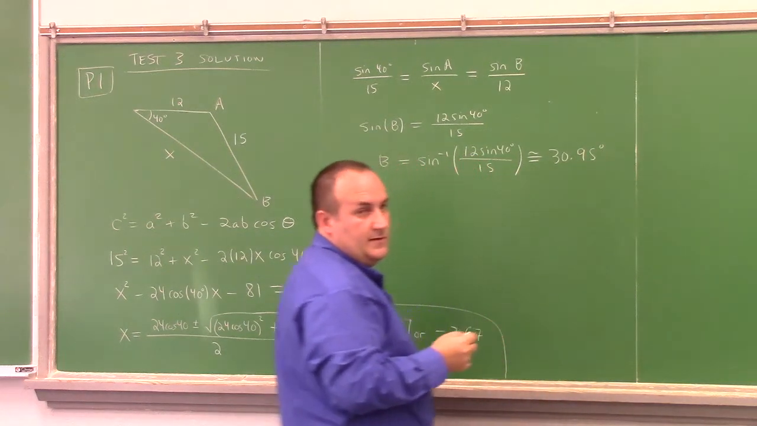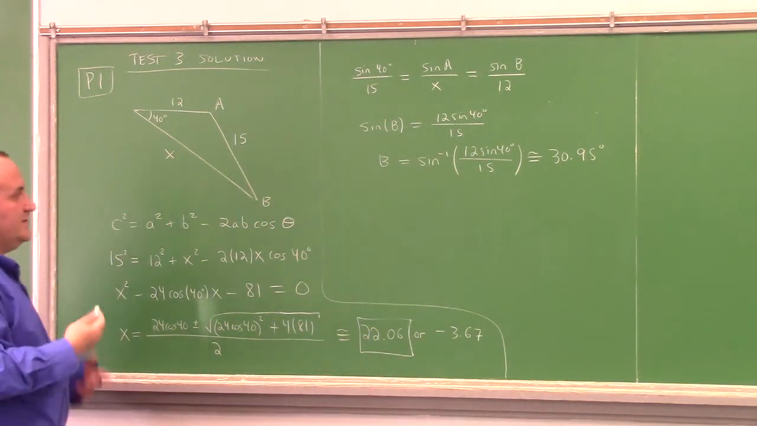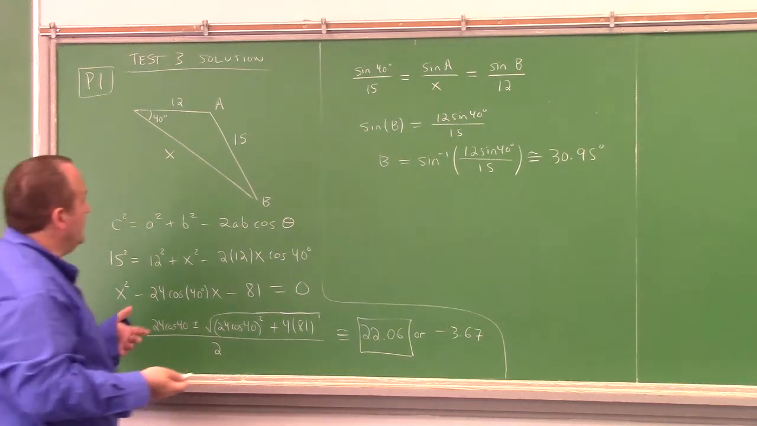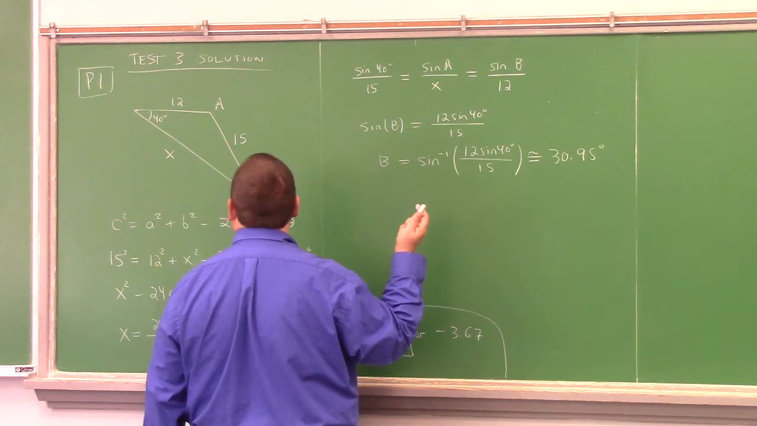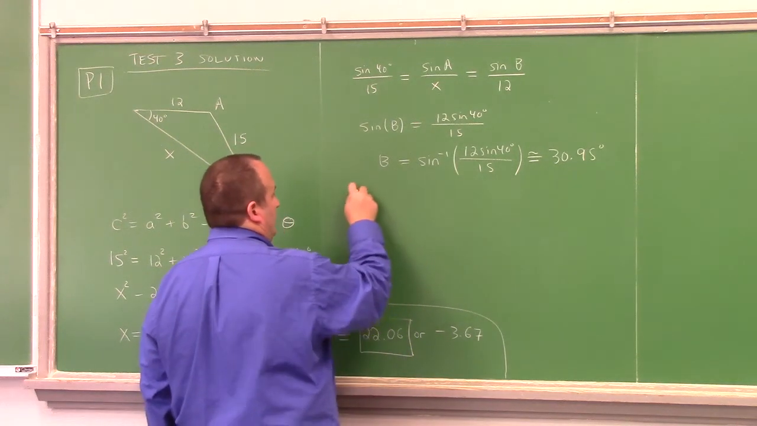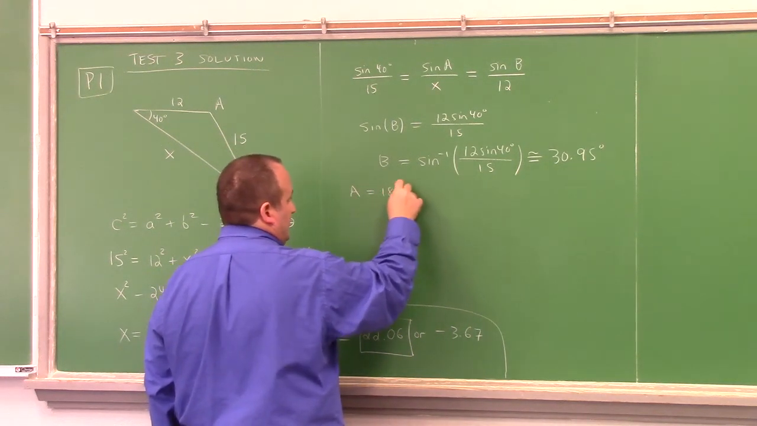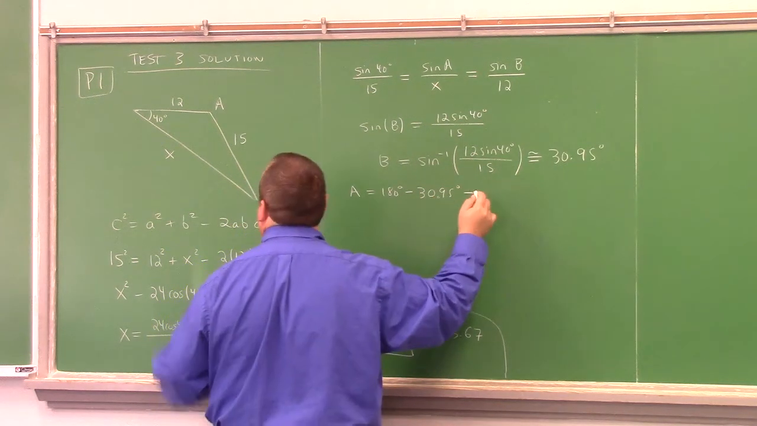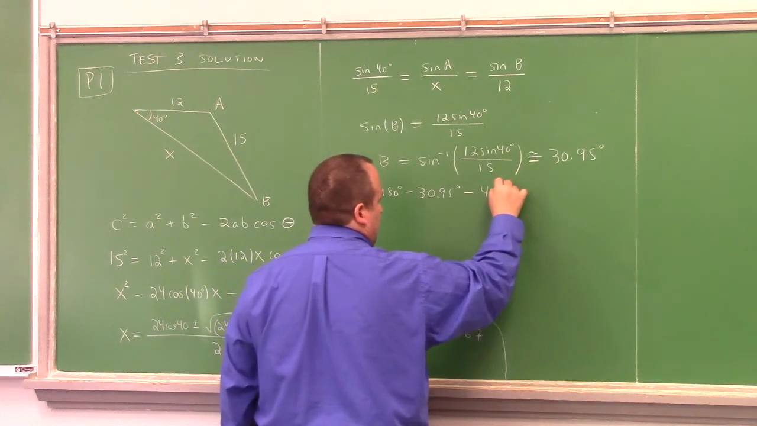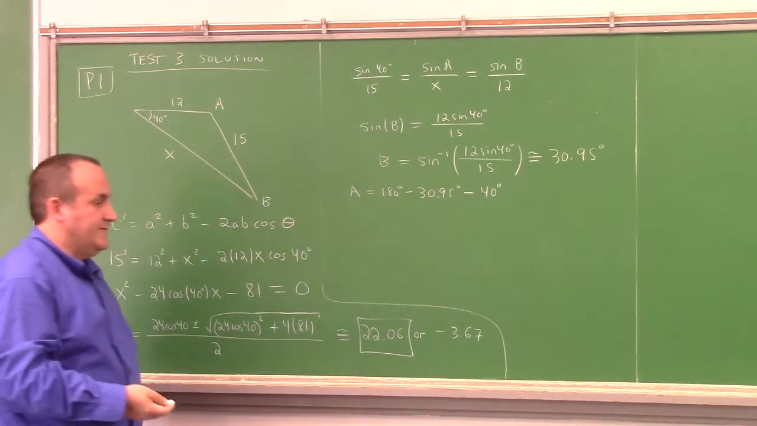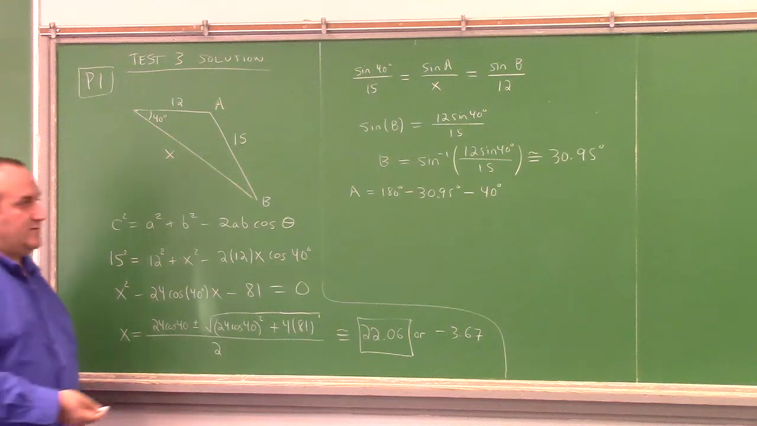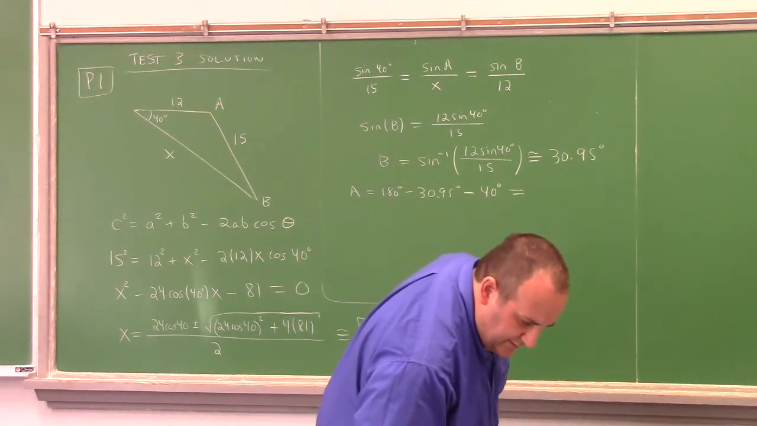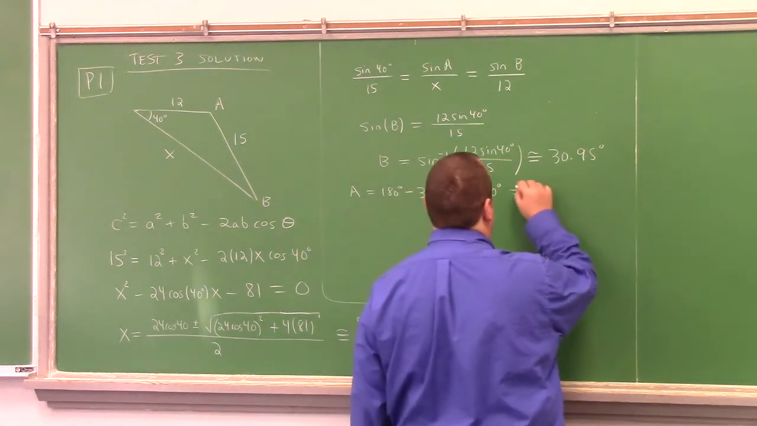All right? So how does that help? Well, that helps because we also know that the sum of the angles in the triangle is 180 degrees, right? So now I can figure out what a is from this. So a is 180 degrees minus 30.95 degrees minus 40 degrees, right? It has to be whatever's left from 180. That has to be what a is. So you calculate that subtraction, you get 109.1, roughly speaking.